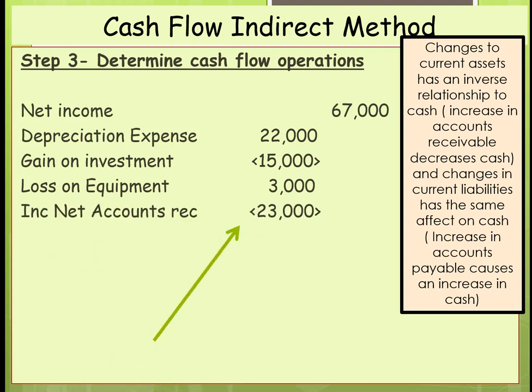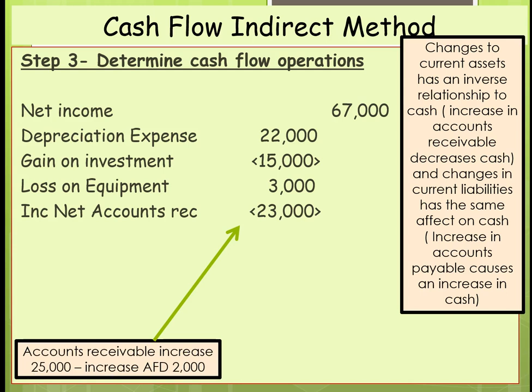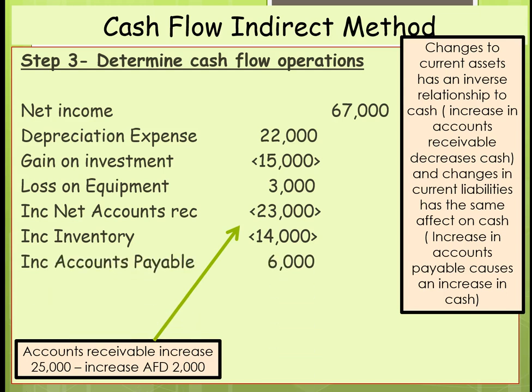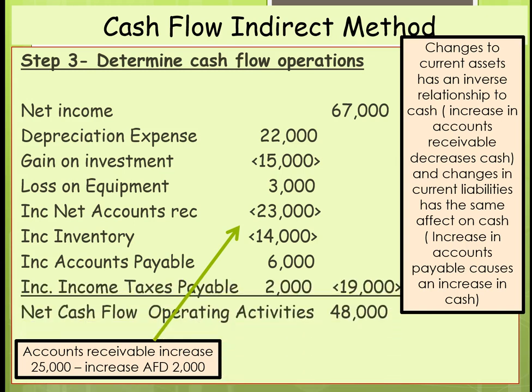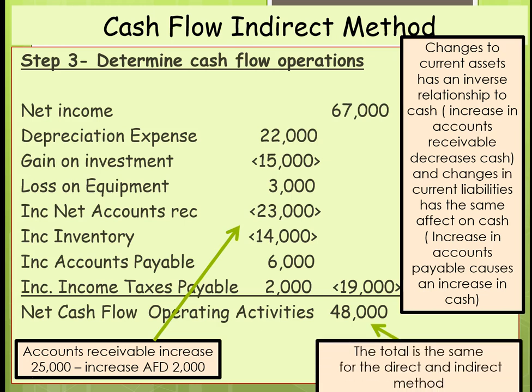So this is what we're going to do. We're going to show our net accounts receivable adjustment. We're going to show our increase in inventory. Again, if they go up, and they're a current asset, they have an inverse relationship. Accounts payable increased, so we add it in. Our income tax increase, we add it back in. We add all those up. We have to adjust our net income by reducing it by 19,000 to convert it to net cash flow from operating activities. This total is the same whether you use the direct or indirect method.